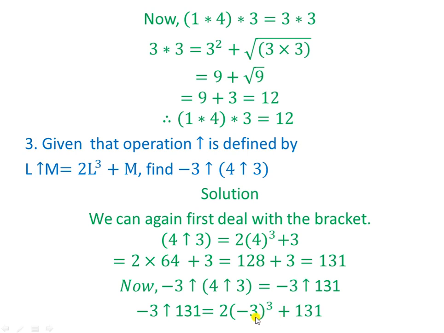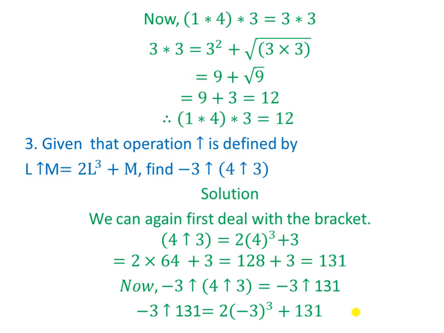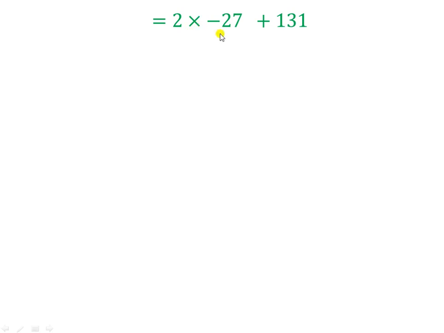So we have simply substituted our values in our formula that we had in the question. So now we have 2 into (-3) cubed plus 131, because we said our value of L was -3 and our value of M was 131. So when you continue simplifying this, -3 cubed, when you press your calculator, will give you -27. So it means we shall have 2 times -27, then plus 131.